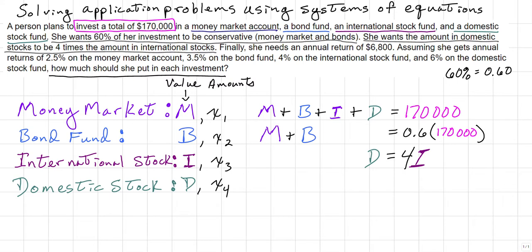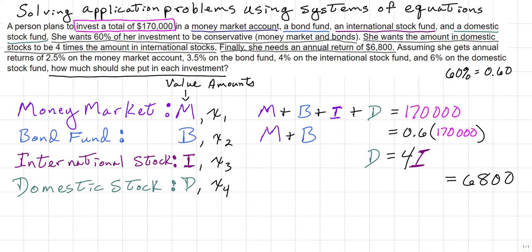Now, this last equation can be a little tricky to set up, but why do we need a last equation? Well, we have 4 unknowns, and the way it's set up right now, we're going to need 4 equations to solve for the 4 unknowns. So then we look at this and we see that finally she needs an annual return of $6,800. That means that her investment is going to return $6,800. And you'll see that I've set it up as equals $6,800.